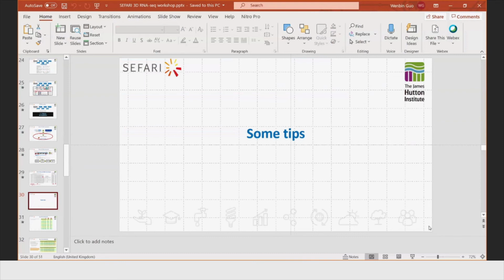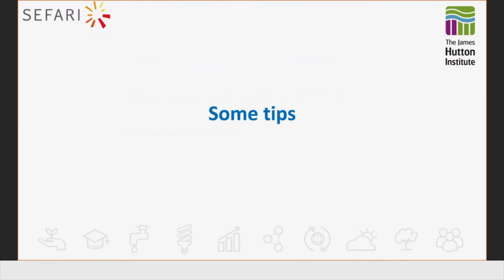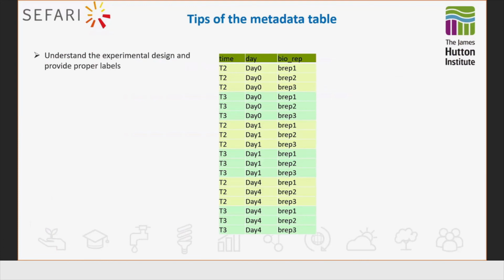So here I also prepared some tips for the 3D analysis. The first one is you should understand your experimental design properly and provide proper labels in the metadata tables. For example, in our experiments, we have different time points in different days. And for each condition, we have different biological replicates. We can label them as biological rep1, rep2, rep3.